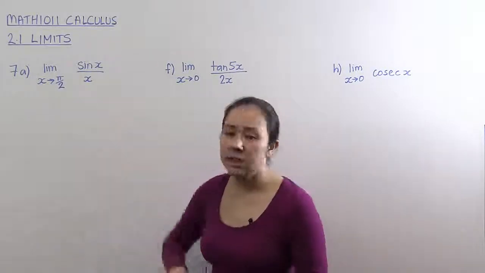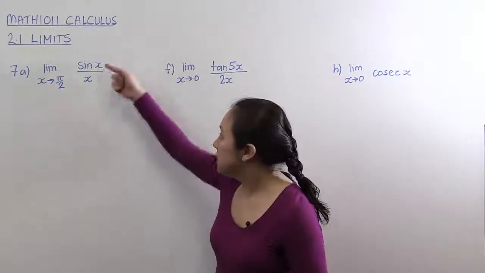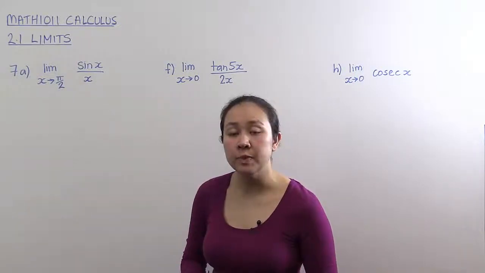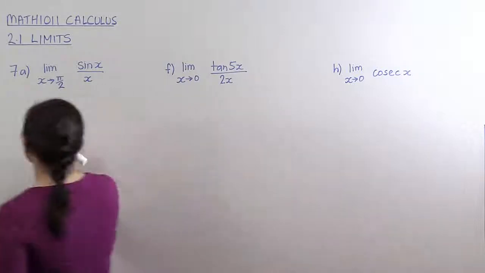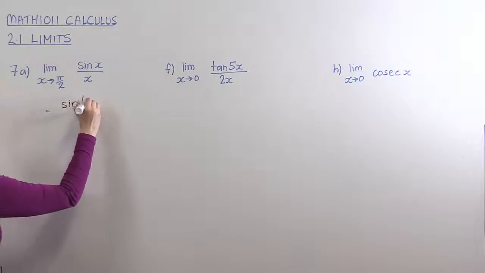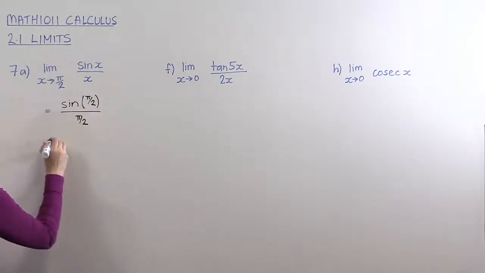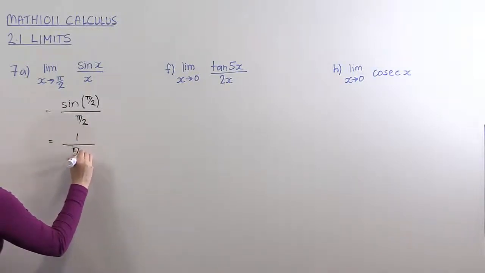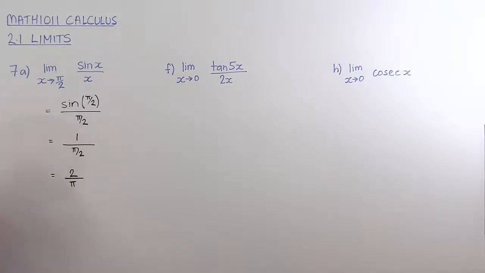But 7a here isn't the limit as x tends to 0, it's the limit as x tends to pi on 2 of sine x over x. That's a continuous function everywhere except x is 0. So that means it's continuous at pi on 2 in particular. So if it's continuous at pi on 2, then to evaluate this limit, I just need to evaluate the function at pi on 2. So this limit is sine of pi on 2 on pi on 2. That's 1 divided by pi on 2. That's the same as 2 divided by pi there.